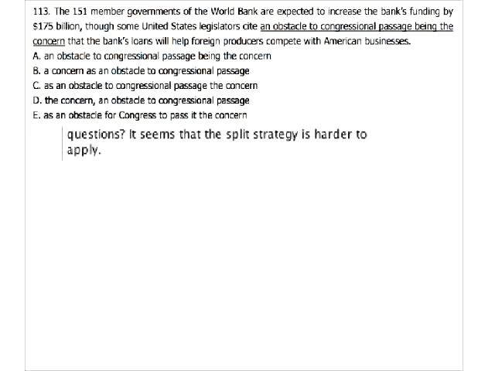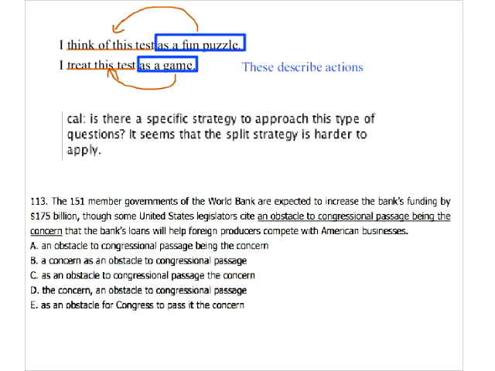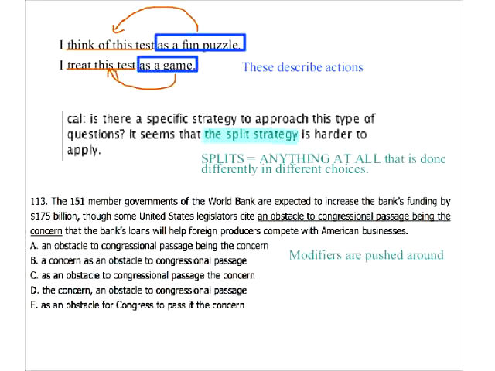It depends on what your understanding is of when you say the split strategy. Because, I mean, a split doesn't have to mean like, oh, these things are directly underneath each other. That's not accurate. I mean, splits are just anything that is different at all between the choices. So split is anything at all that is done differently in different choices. So like anything that changes at all. So if modifiers are pushed around, that's a split.